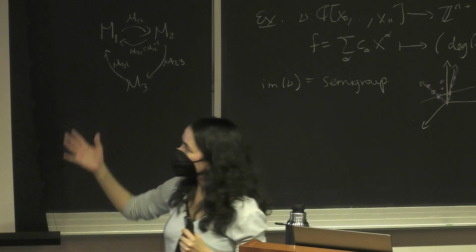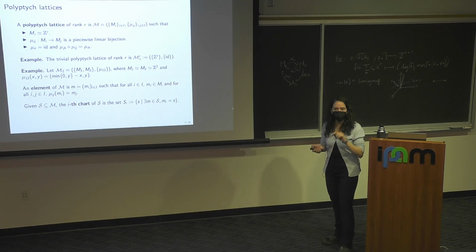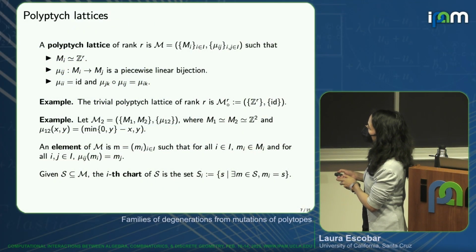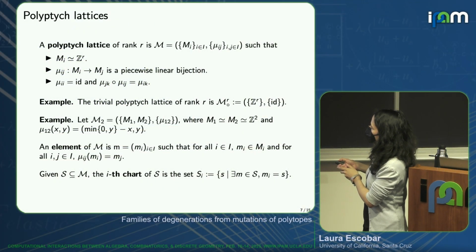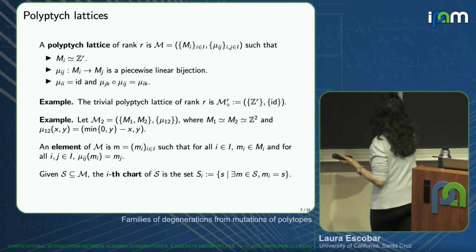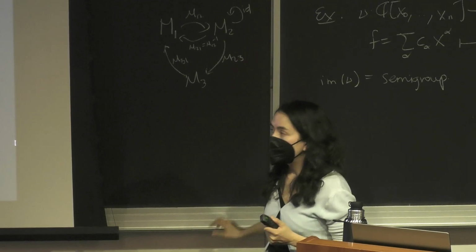So this is just what a polyptic lattice is. I have two examples. The first one is the trivial one, which I love now, and you'll see why it will be funny later: it's just where you have a single lattice. Technically, I put the identity there because these piecewise linear maps are also part of the data.